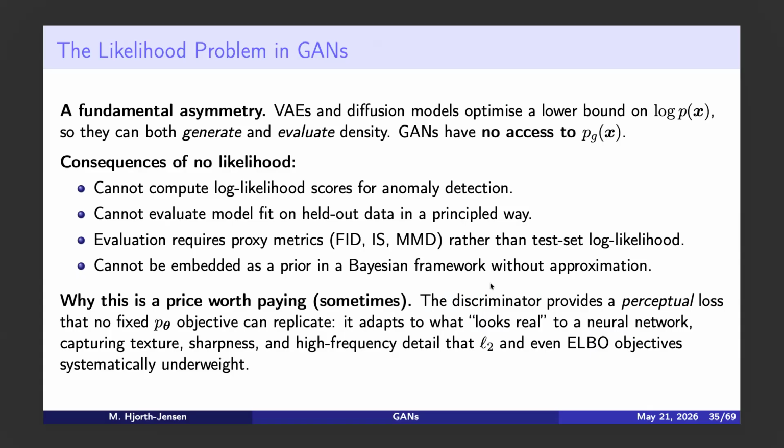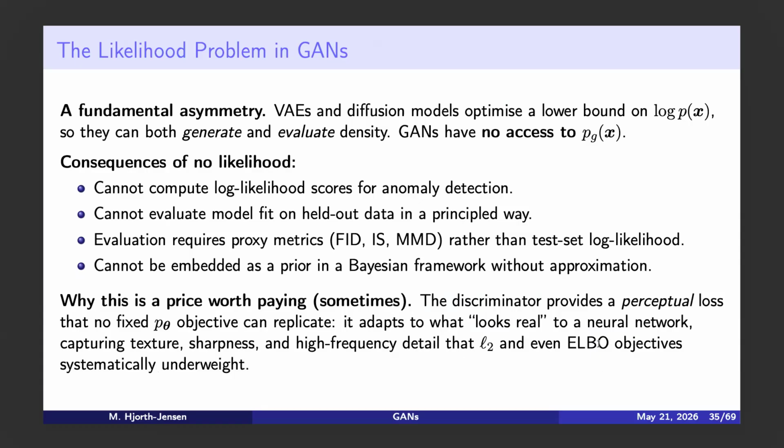So there are some other pros and cons here, why this is a price worth paying sometimes. In my case, I'm interested in having an estimate of the errors as well, and I'm also interested in causality. If you're not interested in that, you can say that the discriminator provides a perceptual loss that no fixed probability can replicate. It adapts to what looks real, to a neural network in that case, which you're pitting against each other. It captures textures, sharpness, and high frequency detail.